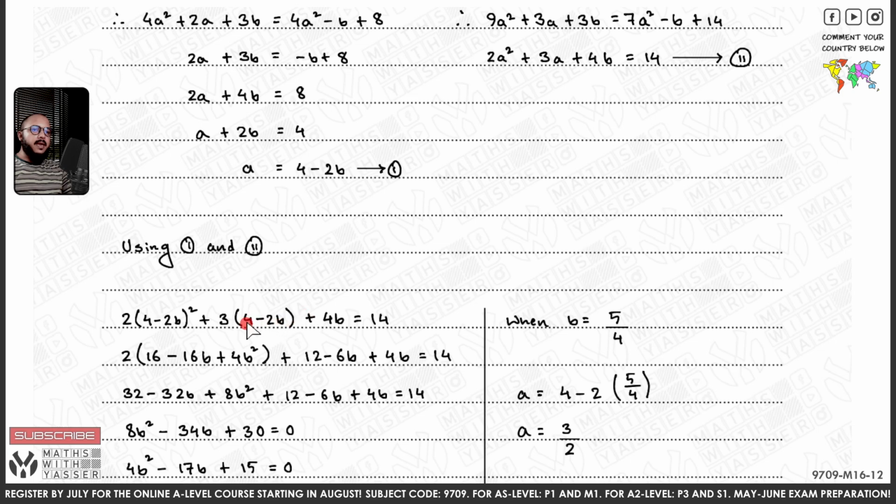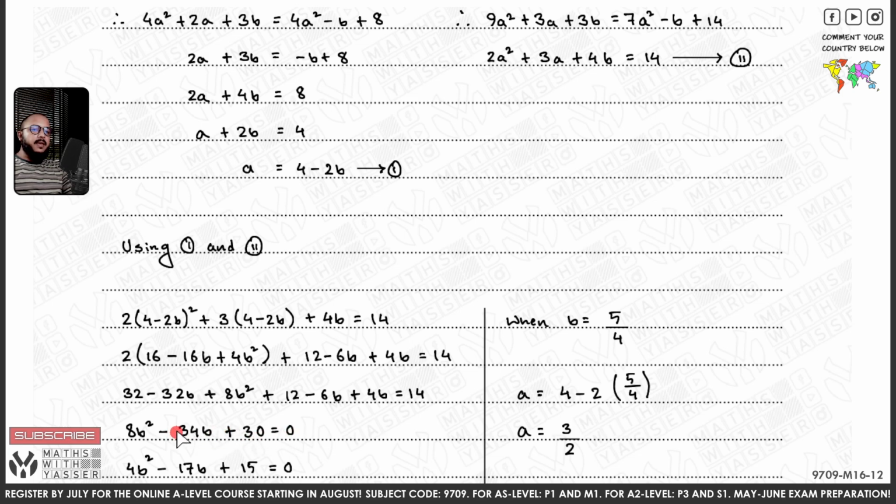As you can see, there is only one unknown in this entire equation, so it is easy for us to find now. We will expand it with the help of (a minus b) whole square, which gives us 16 minus 16b plus 4b square. This will be plus 12 minus 6b plus 4b equals 14. Simplifying this, we get 8b square minus 34b plus 30 equals 0.